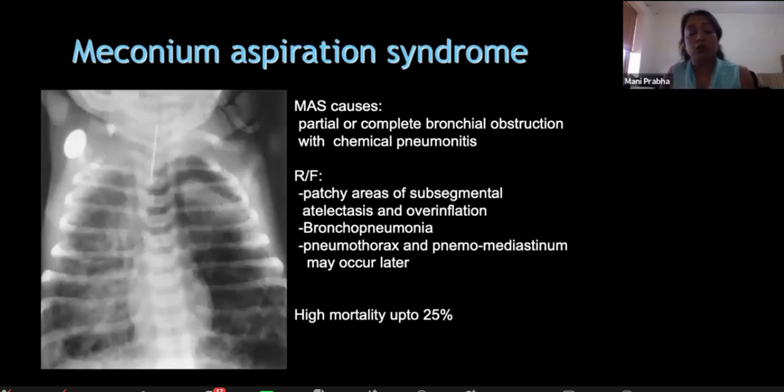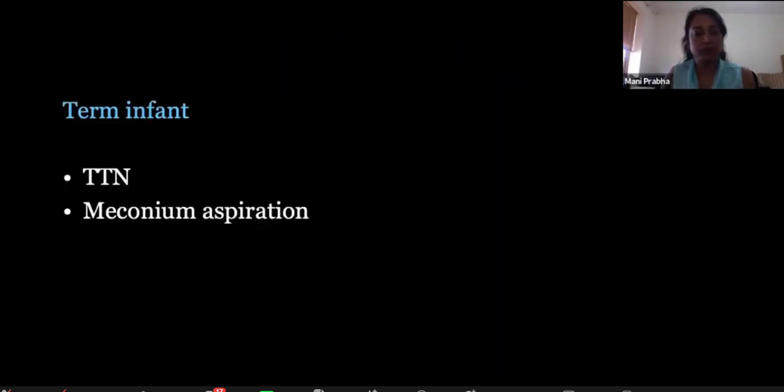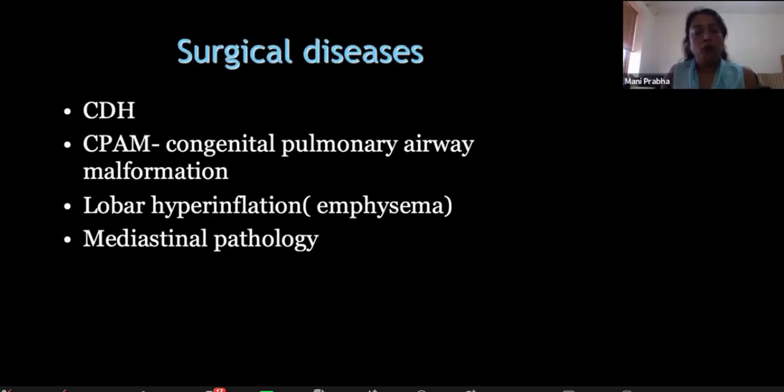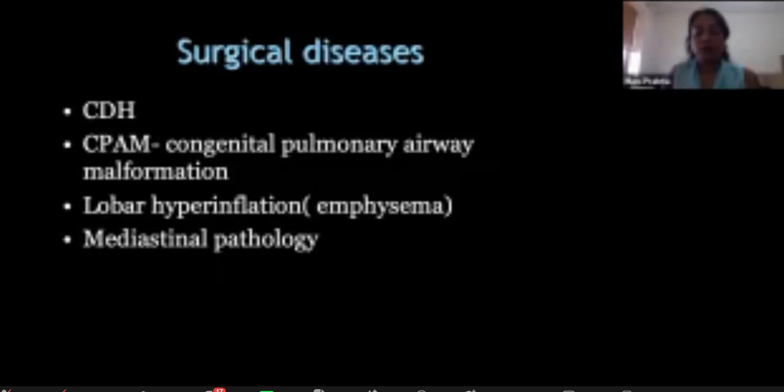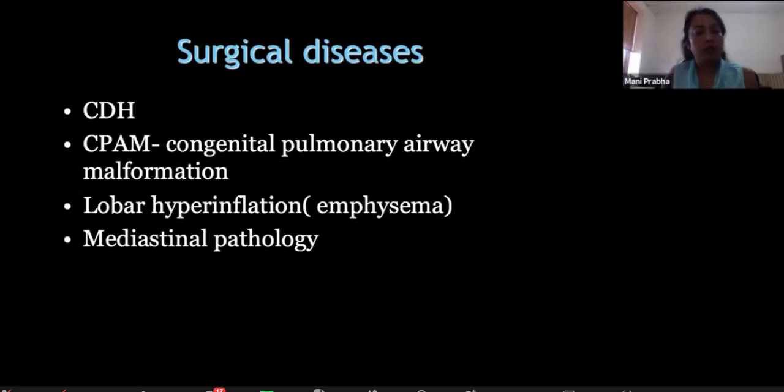This has very high mortality. If it is significant aspiration, mortality can be up to 25%. So it's not a very good disease to have. That's why they do cesarean section quite urgently. So I've covered term infants, TTN, and meconium aspiration. Now I'm moving on to the surgical conditions, and I'm going to discuss mediastinal pathology and pneumonia separately. In surgical conditions, I'm going to cover congenital diaphragmatic hernia, CPAM, and lobar hyperinflation predominantly.